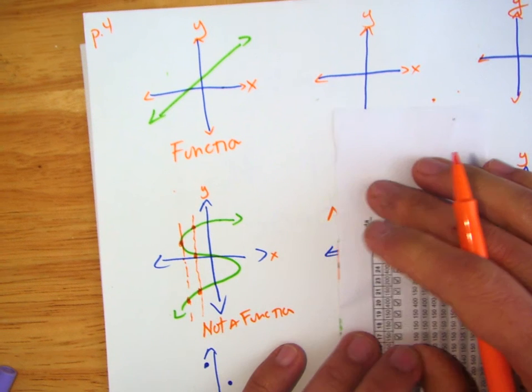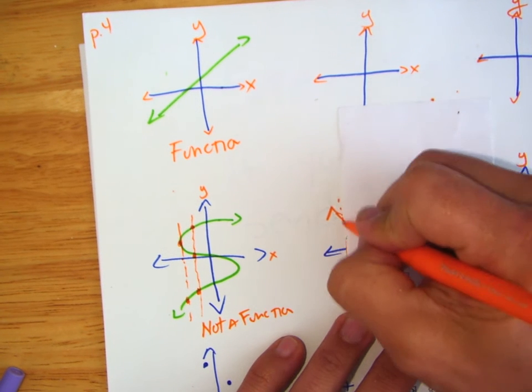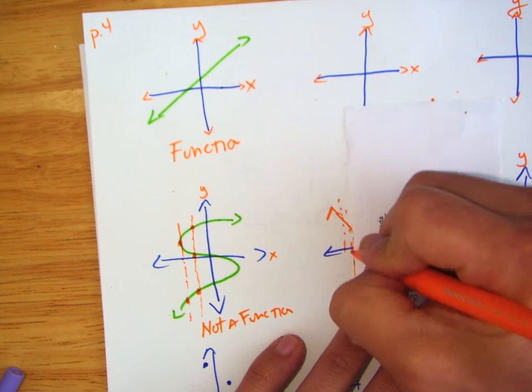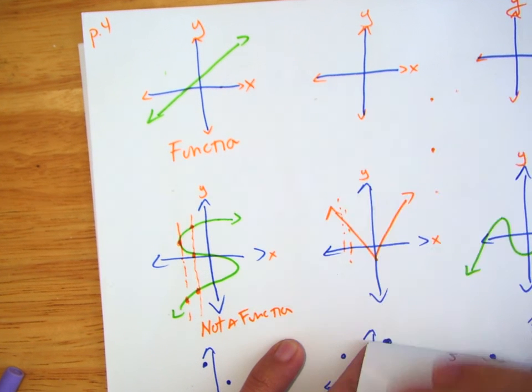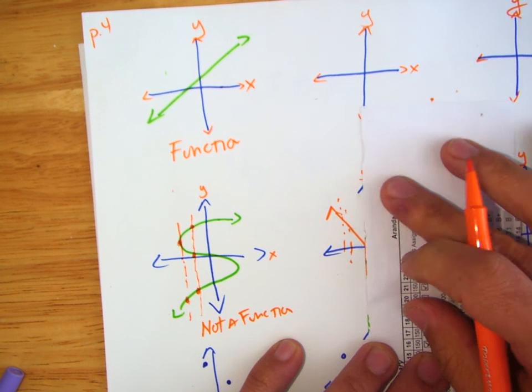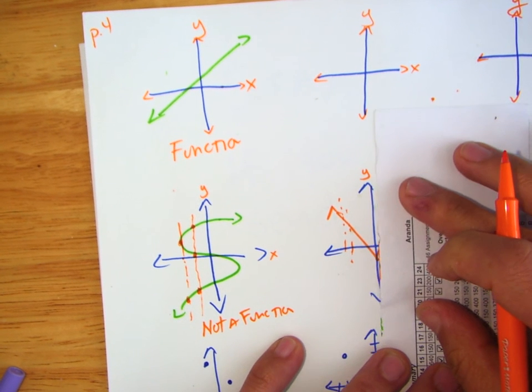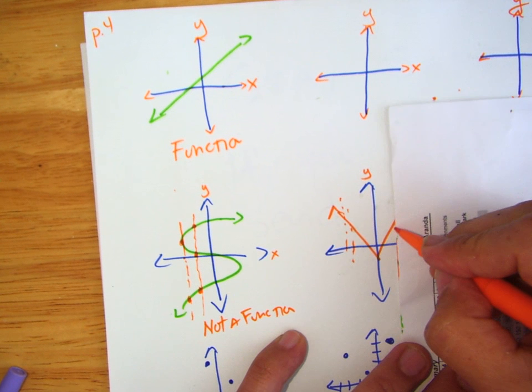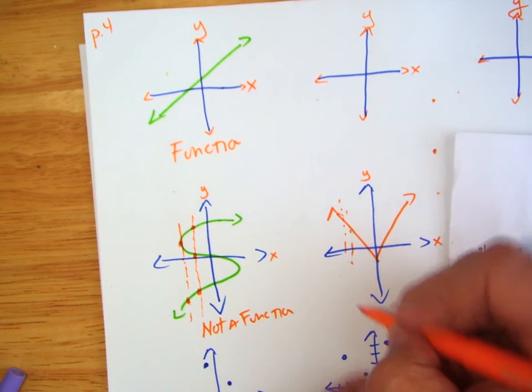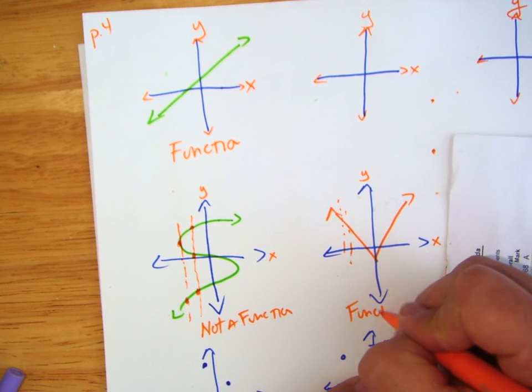How about this one? If you want, you could draw a line, or you could actually eye it out. Let's see, right here. Okay, I'm sorry, I didn't show you this graph. All right, here we go. It's only hitting it once. Right there. Yeah, it's good. It's a function.